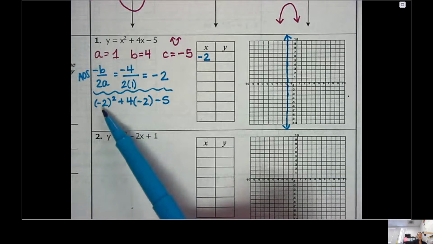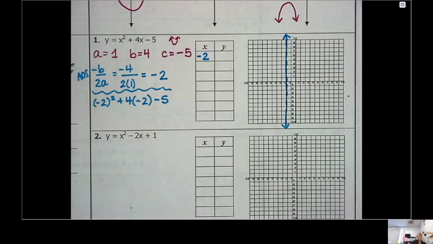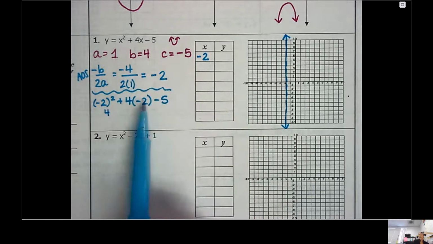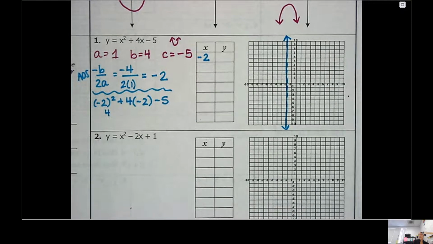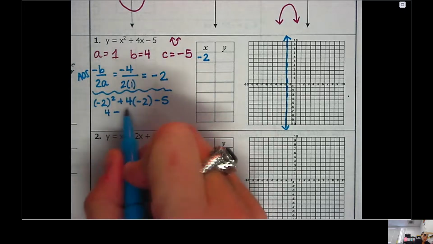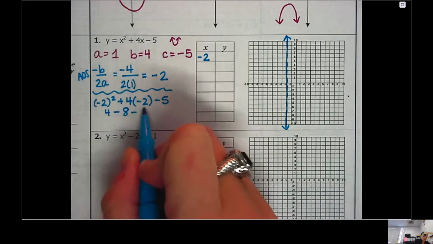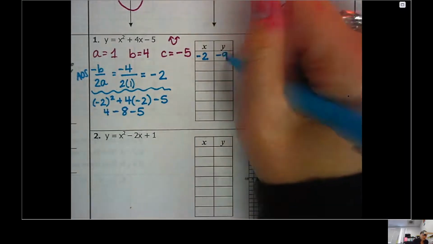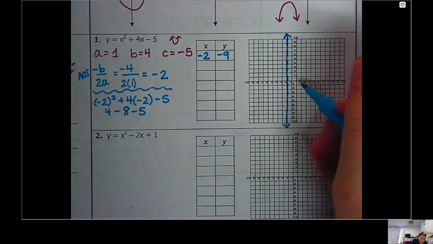Good. So -2 squared means -2 times -2, +4. 4 times -2 is -8. And then I bring down my -5. So 4 minus 8, I got -9. -9, perfect. There's your vertex, -2, -9 right here.